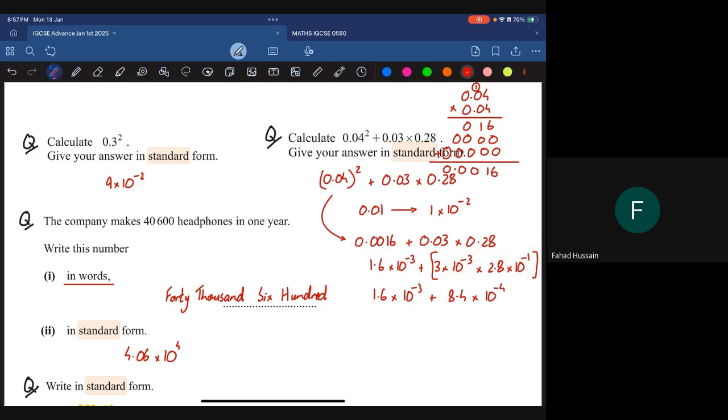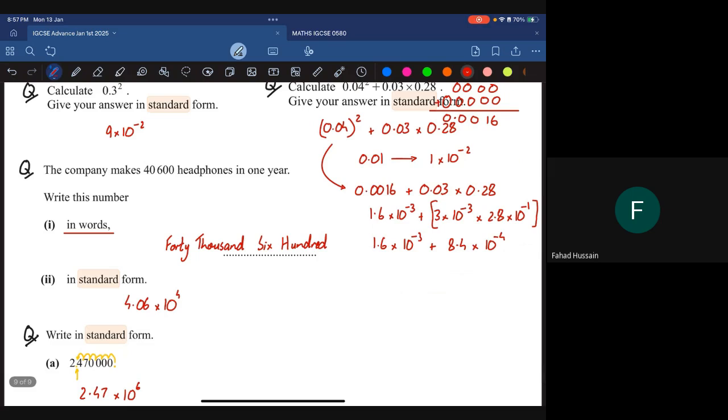Sir, won't it be 3 into 10 to the power of negative 2? Oh, yes. Actually, you're right. Apologies, my bad. I wrote it wrong. Yes, it will be 3 into 10 raised to the power negative 2, because you're moving 2 places. Thank you for that part. And is this correct, Fahad?